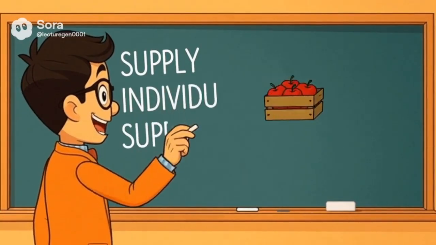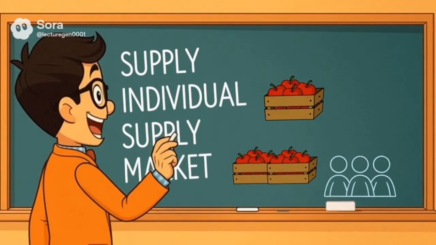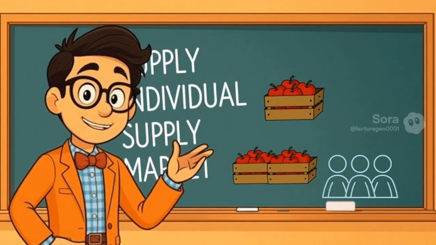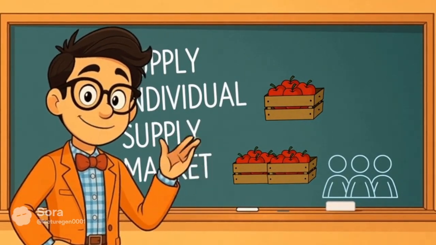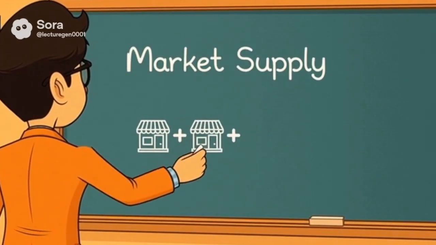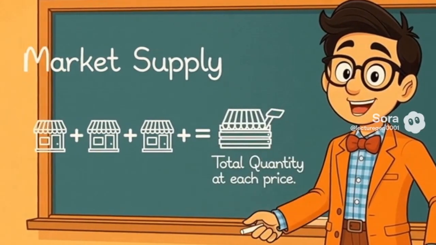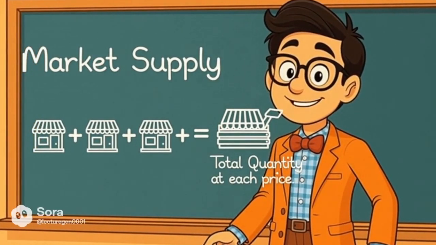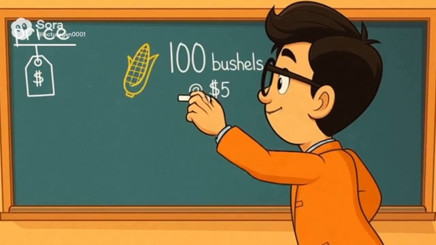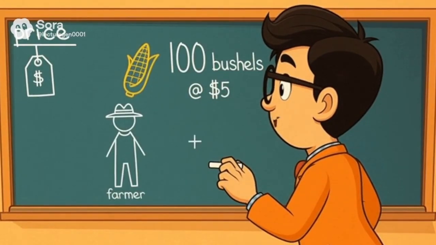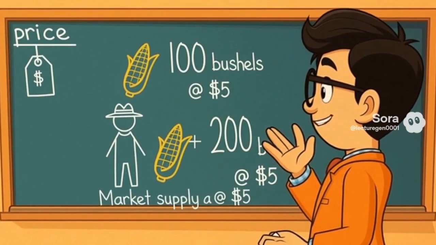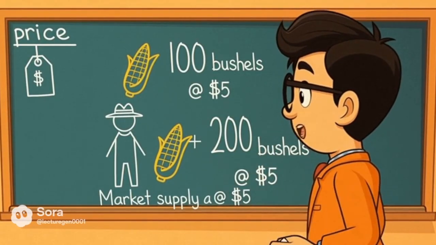Now, just like with demand, we can talk about individual supply and market supply. Individual supply is one producer's willingness to sell at various prices. Market supply adds up all the individual suppliers in a market. It's the total quantity of a good that all producers combined are willing to sell at each price. For example, if one farmer offers 100 bushels of corn at $5 and another offers 200 bushels, the market supply at $5 is 300 bushels.